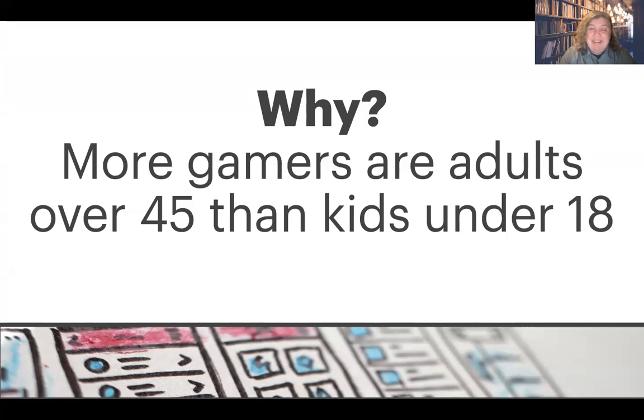So now we know there are more adults over the age of 45, and technically older adults begin at 50, but 45 is right on the cusp. And so knowing this, hopefully opens our mind right to the idea that they're an audience that we should target.